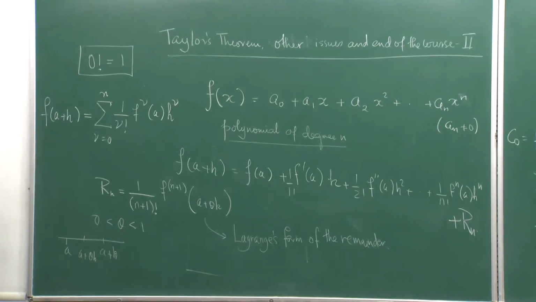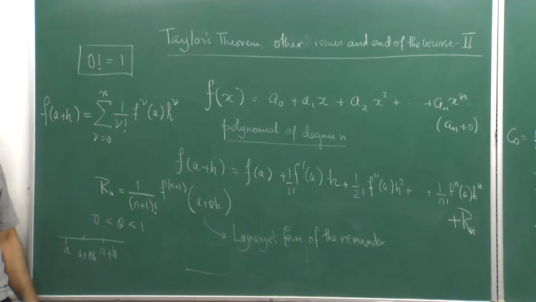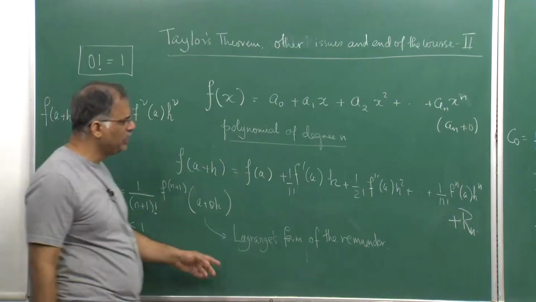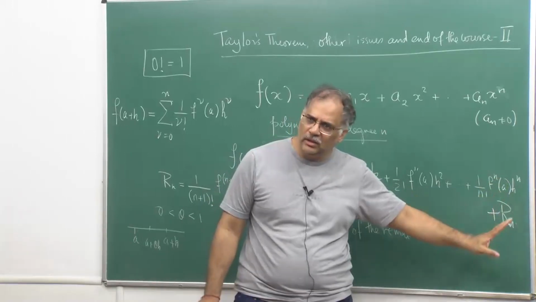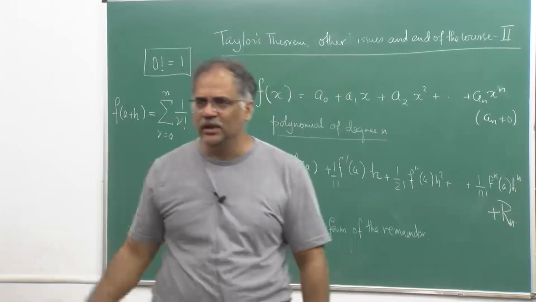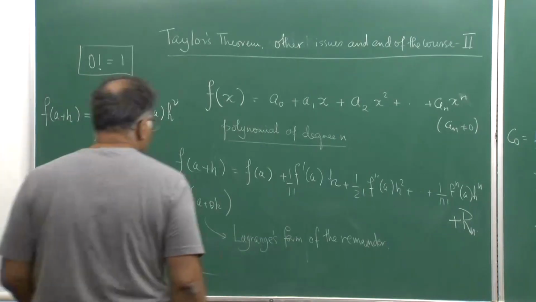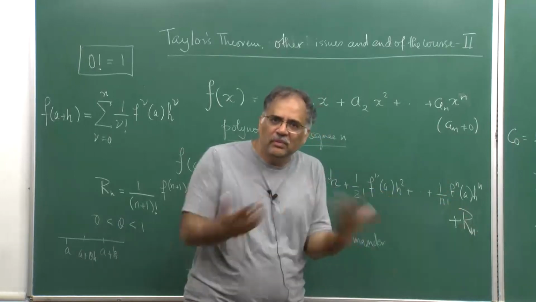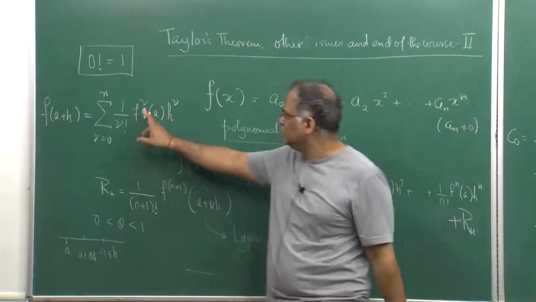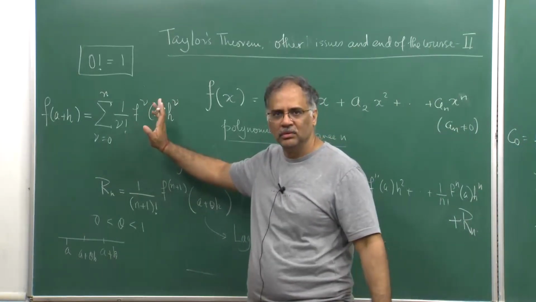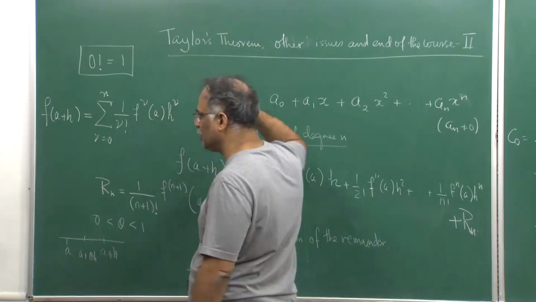He says, okay, suppose this was an n plus 1 degree polynomial, what would have happened? By what Taylor was writing, it would be nothing but 1 by n plus 1 factorial, f^(n+1) of a, into h^(n+1). Look at the key idea here. If f was an n plus 1 degree polynomial, Rn would be nothing but this with n plus 1. That would be Rn.